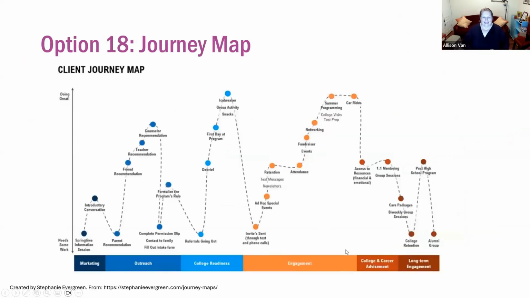Okay, option 18. Can you believe it? 18 only, and we have 30. So a journey map has become really appealing. It came, I believe, out of the world of marketing and customer service, and has really caught on in a lot of spaces to document how people move through a process.